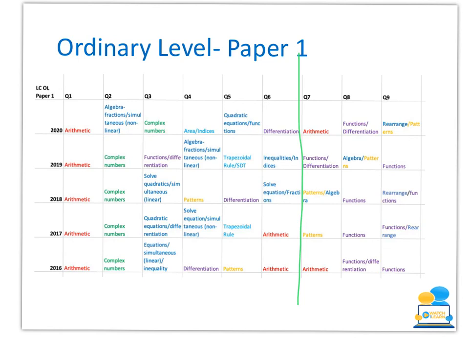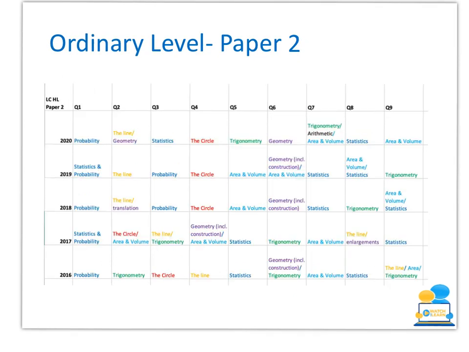And finally then, for our ordinary level students looking at paper 2, then we can see some common themes again there. So look, you've got your line and your circle, very like higher level students, comes up as a kind of its own question nearly every year. The line can sometimes come up with other things, but the circle, generally speaking, comes up as its own question.